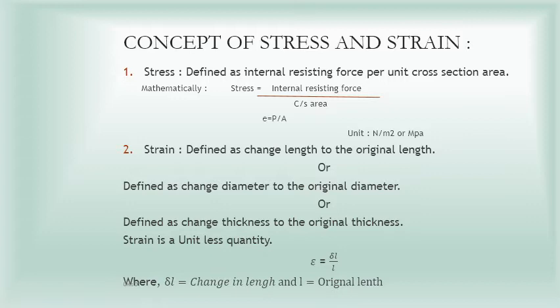This cross-sectional area word is very important here because the formula changes according to the shape of the body. If we have to calculate stress of a circular shape, we have to put pi by 4 d square, where d is the diameter, and if you calculate for a rectangular shape, we have to take length into width. So be aware of it. Obviously the unit is Newton per meter square or megapascal.